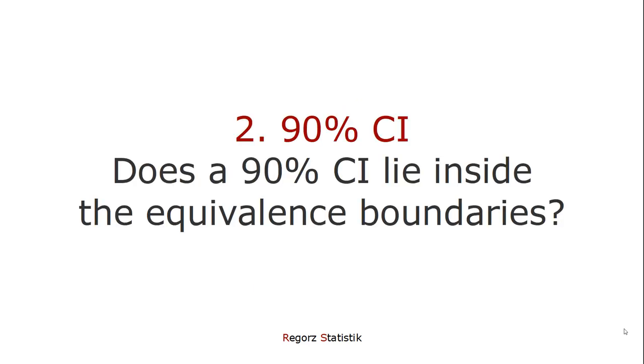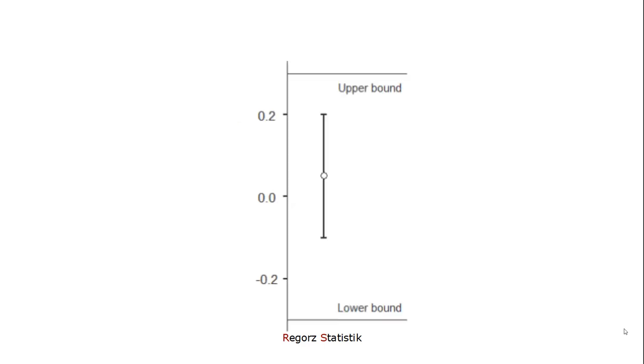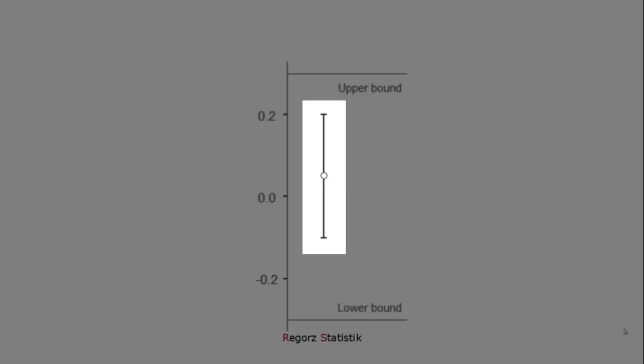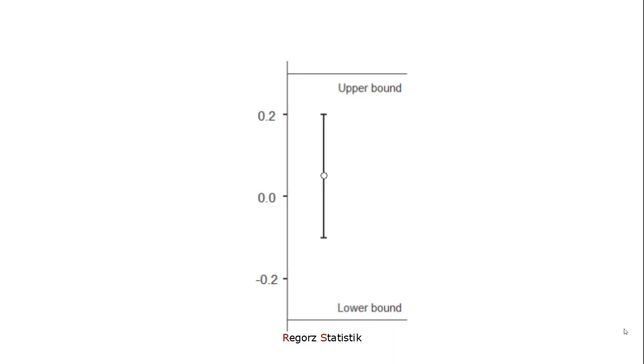The second possibility: we construct a 90% confidence interval for the correlation and check whether it lies inside the equivalence boundaries. This is a 90% confidence interval, and in this case, it lies between those two boundaries, and this leads to exactly the same result as those two one-sided tests. And in this case here, we would have shown equivalence because the confidence interval lies between those boundaries.